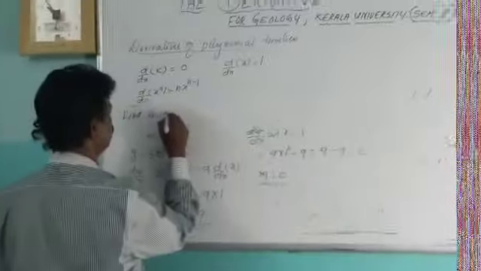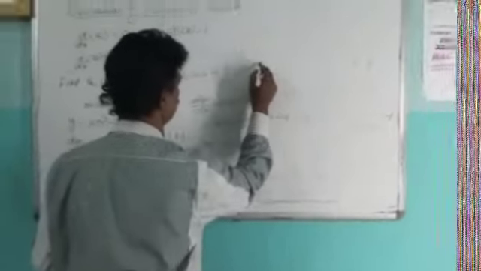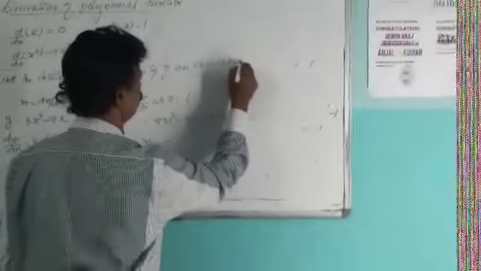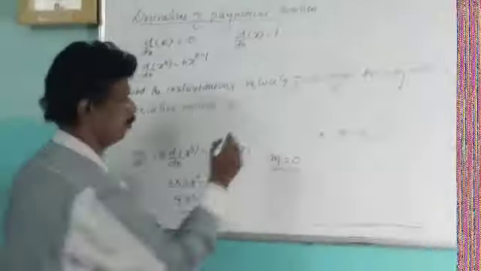Find the instantaneous velocity of an object moving with relative motion, s equal to 6t raised to 5 minus 5t plus 2. Any point given? No. Find the instantaneous velocity of an object moving with relative motion s equal to 6t raised to 5 minus 5t plus 2.